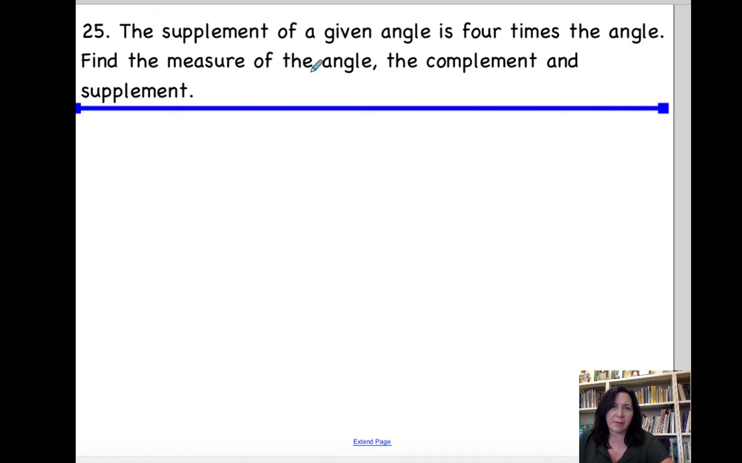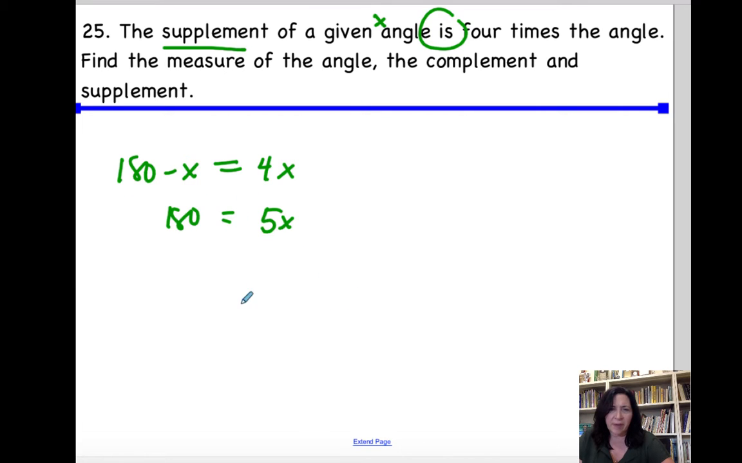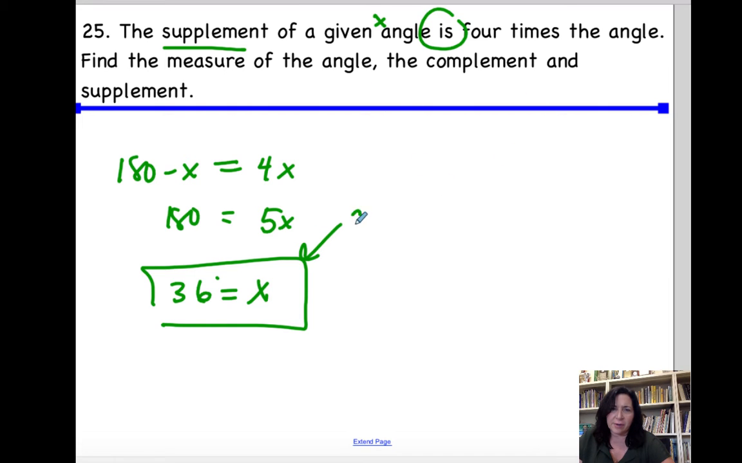The next question says the supplement of an angle is 4 times the angle. Find the measure of the angle, find the complement, find the supplement. Okay, so let's figure this out. Supplement, that's the word. Supplement, you're looking at 180 minus x. A given angle, that's your x, is 4 times the angle. All right, add x, I get 5x is equal to 180 degrees. I'm going to divide both sides by 5. 4 into 180 is what, 45? So 5 is going to be about 36. X is 36. So what that means is x here, that's my angle, 36 degrees, okay?